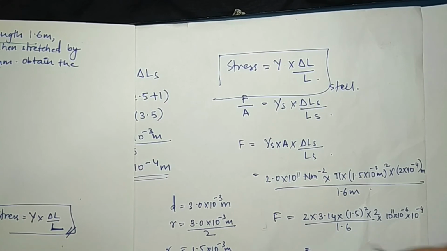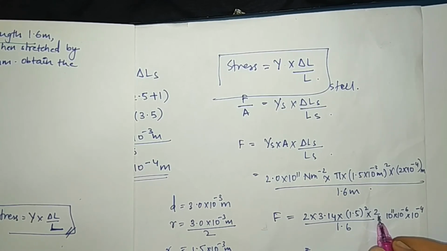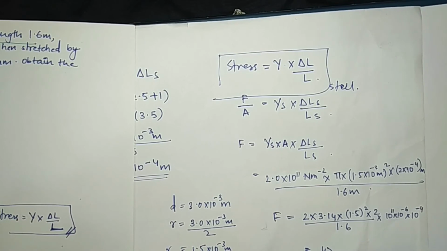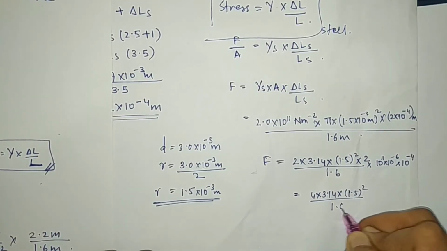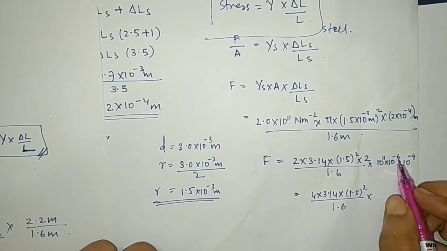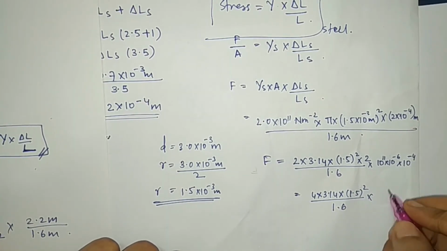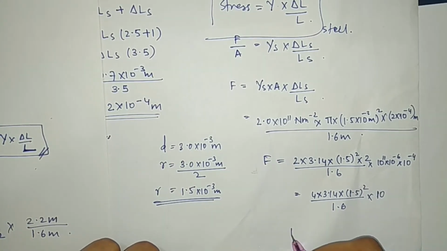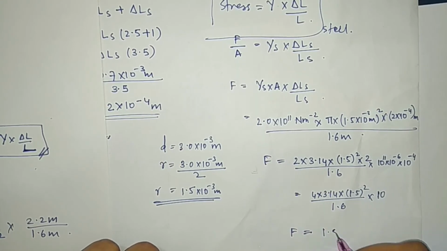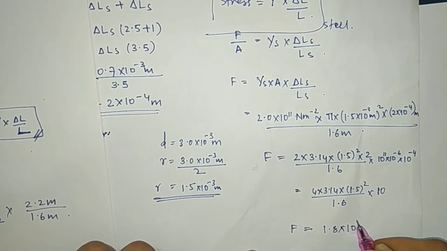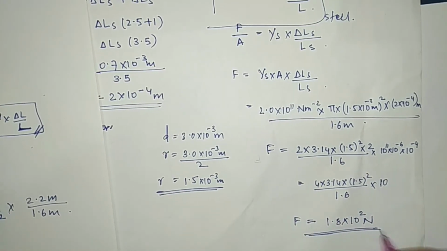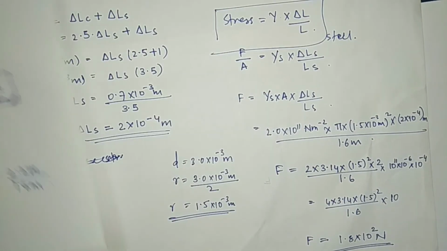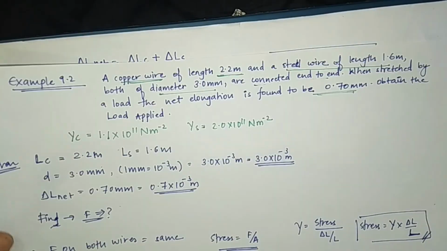Okay, so this can be done. I am taking this 2 with 2, so it's 4 into 3.14 into 1.5 the whole square upon 1.6, times 10 raised to minus 6 minus 4, that is minus 10 plus 11, so it will be just 10. Now you can do the calculation and get the force as 1.8 times 10 raised to 2 newtons.